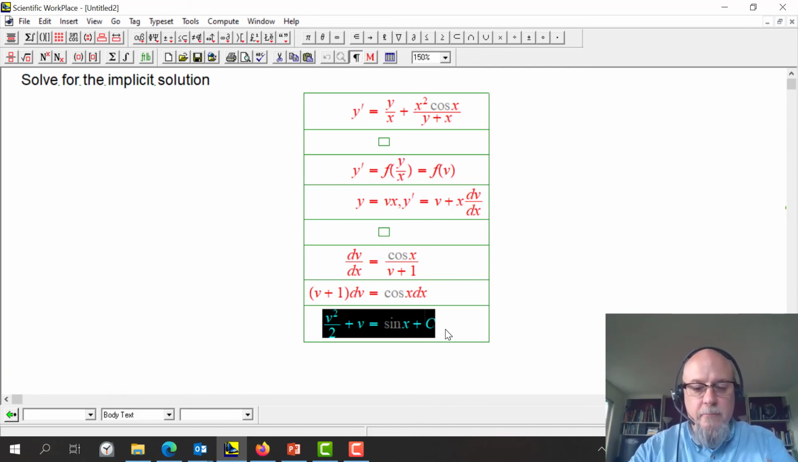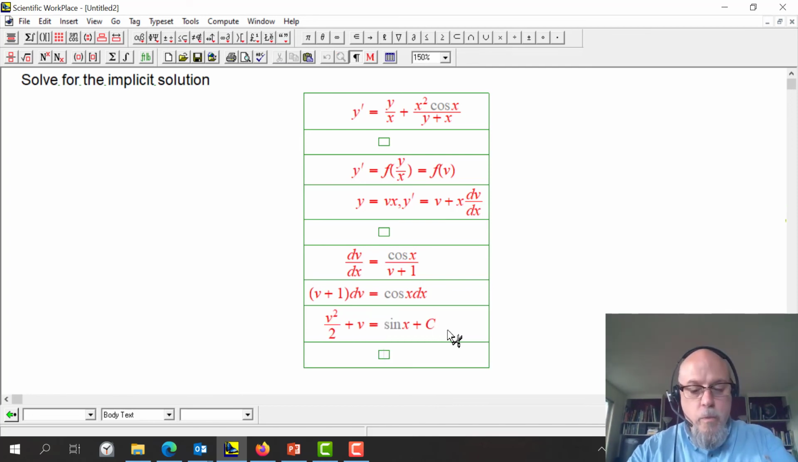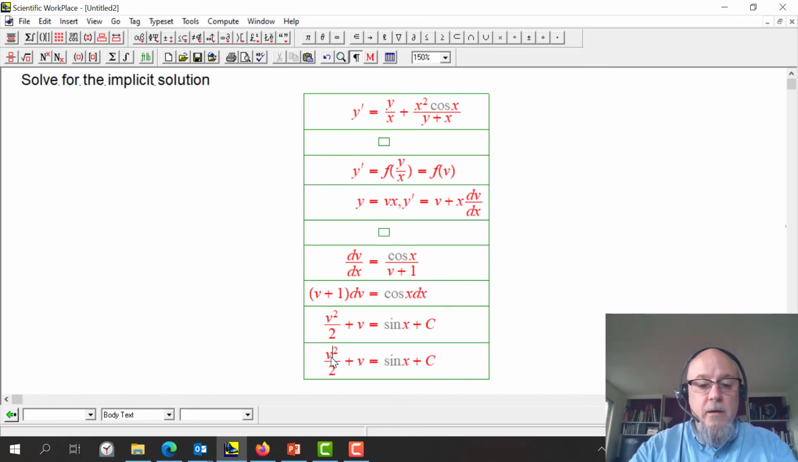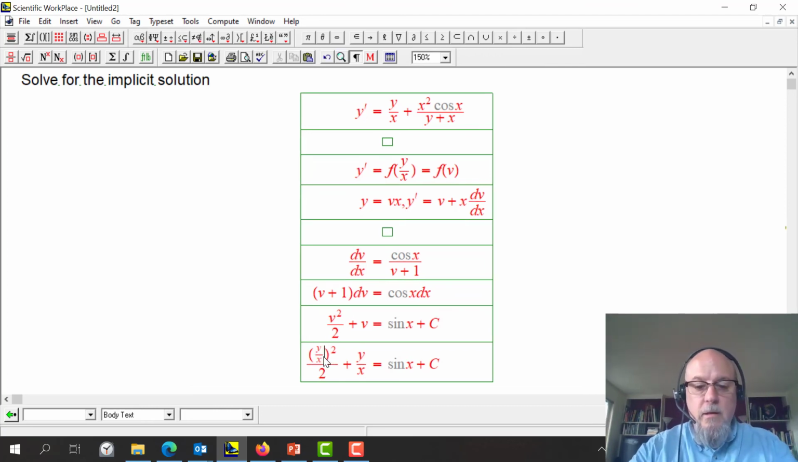Now it's v's and x's. So everywhere there's a v, I'm going to put back a y over x. And now my solution to this differential equation is back in the form of y and x. There's my implicit solution to this differential equation. It wasn't homogeneous, but a substitution did the job anyway.